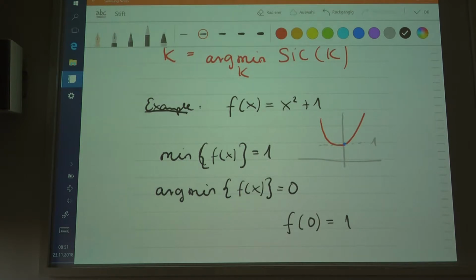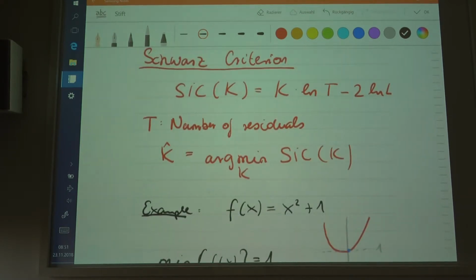Now here you do the same thing basically. Because this is a function, here you have k, the number of estimated parameters that you might include in there. You select the number in such a way that the function is minimized. That will be the argument that minimizes the corresponding criterion, whether you take the Akaike or the Schwarz criterion.